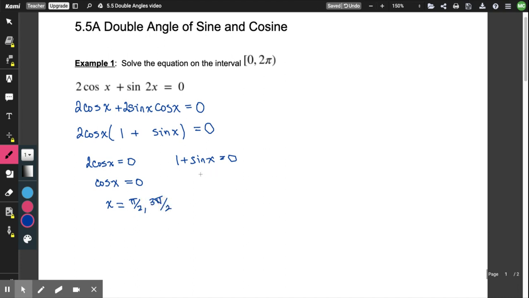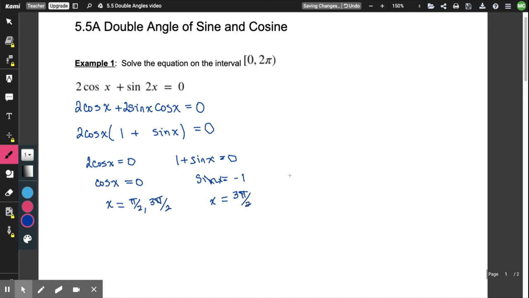Now for the second equation there, I've got 1 plus sine of x is equal to 0. So to solve, I would subtract 1 from both sides. And that would give me sine of x is equal to negative 1. So that means I need a y value on the unit circle to be negative 1. And there's only one place where that occurs, and that would be at 3 pi over 2.